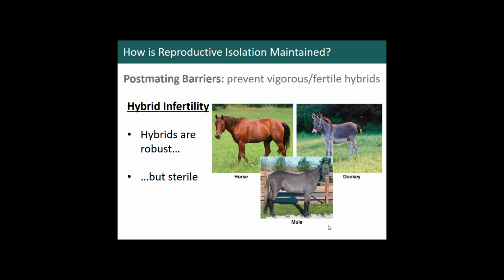So either the ovaries are not fully developed and eggs are not released. Doesn't mean that they don't have eggs, but the eggs aren't released. Or the sperm don't form fully. They're not good swimmers. They don't reach their destination. It's usually something like that.